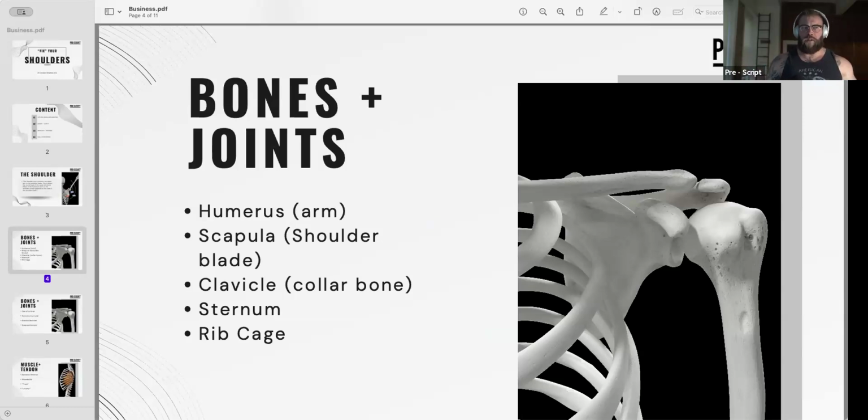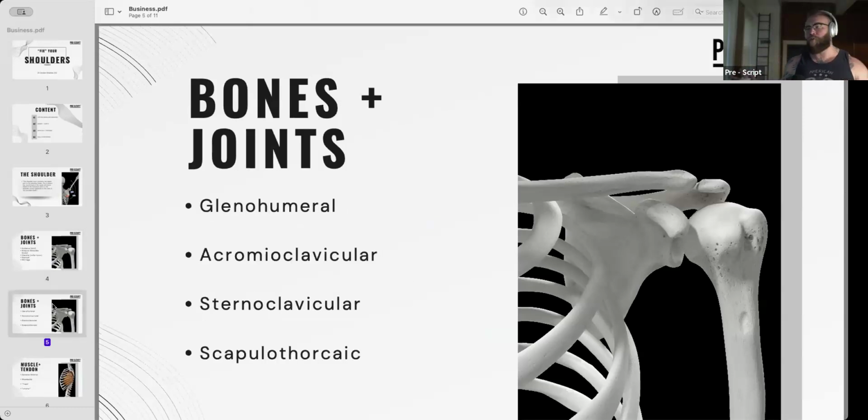And when we go to create an intervention to help improve the performance of things acting at and through the shoulder, we're going to start to incorporate all of these different bones and all of these different joints. So when we look at the joints of the shoulder, we're going to be looking at 4 primarily.